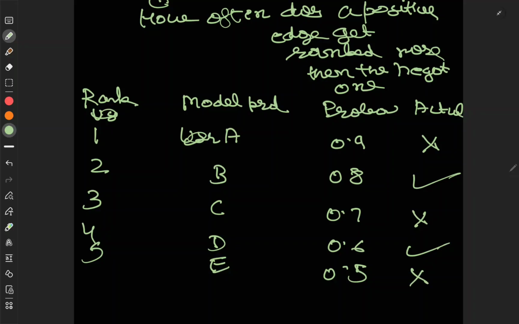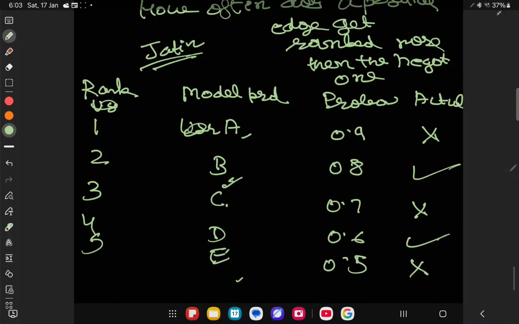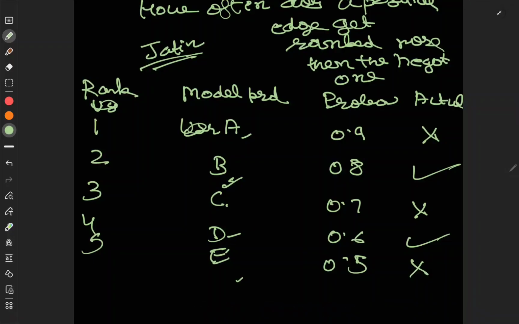So for a particular user, let's say this user is Jatin, the predictions were made that Jatin would connect to A, B, C, D, E, and these were the scores. But in actual, Jatin just connected to B and D. Jatin did not connect with A, C, and E.